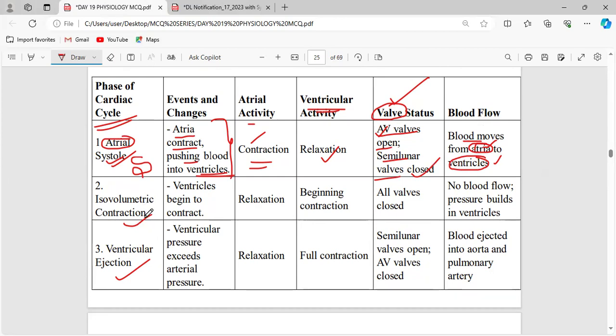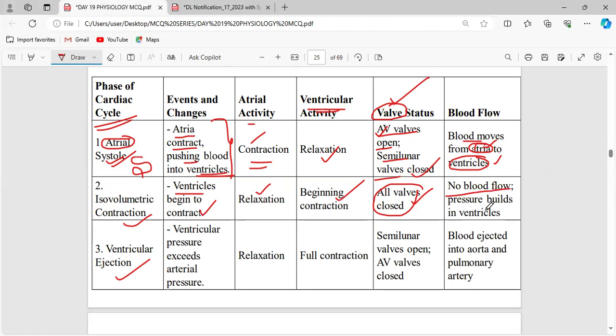In isovolumetric contraction, what is the event happening? The ventricles are getting contracted. And now what is the stage of the atrium? It is getting relaxed. Okay, and what is the ventricular activity? It is the beginning of contraction. Here, what is the valve involved in this particular isovolumetric contraction? No valves are involved, because all the valves are getting closed here. Here, there will be no blood flow.